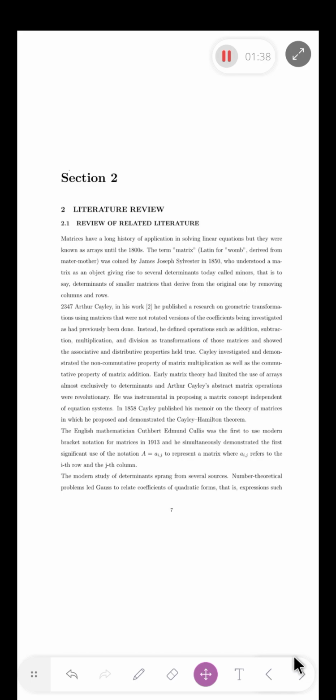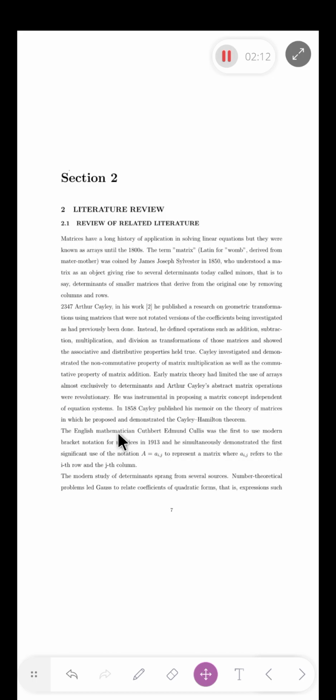This particular section gives us an insight into the different researchers and scientists that have contributed to a topic similar to this study. Take for instance Otto Cayley. In his work, he published research on geometric transformation using matrices that were not a rotated version of the coefficient being investigated, as had previously been done.